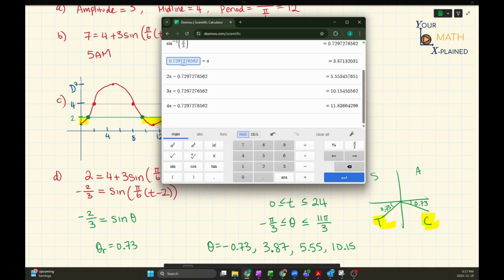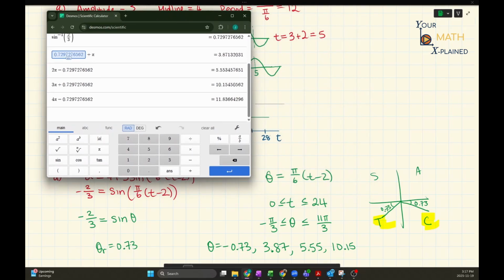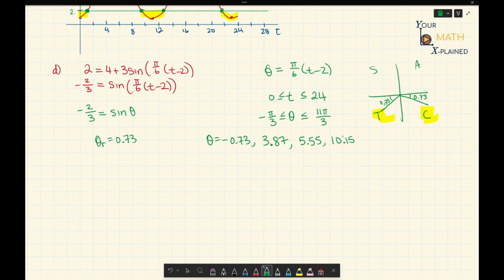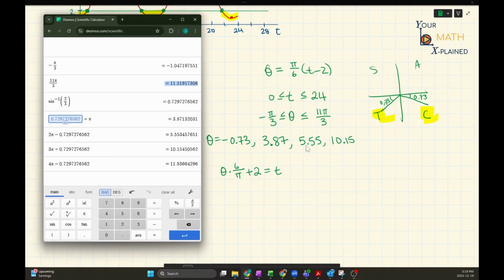However, these are in terms of theta, but we want them in terms of t. So what we're going to do is we're just going to substitute these numbers back into our equation here and find what the values are for t. And the way to do that would be if we were to solve for t in this equation, we would get theta times 6 over pi plus 2 is equal to t. So that means we're going to take these four values here and put them into this equation.